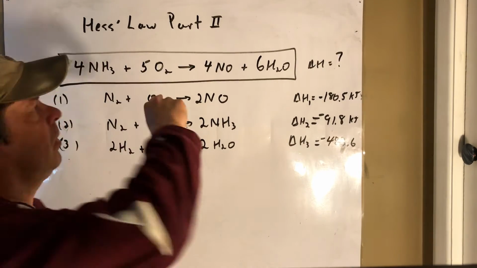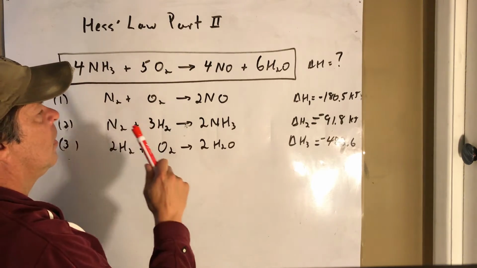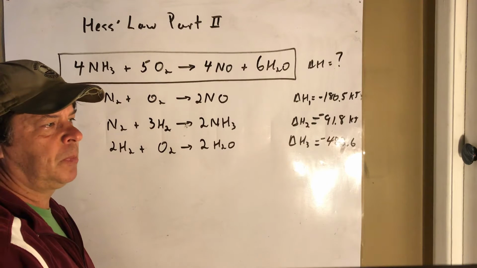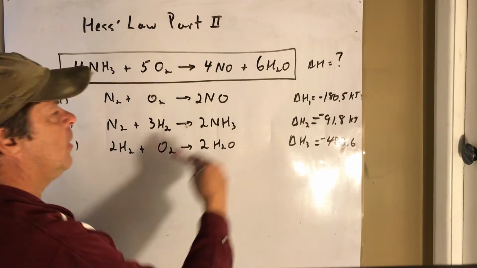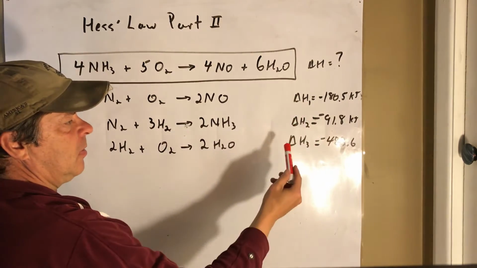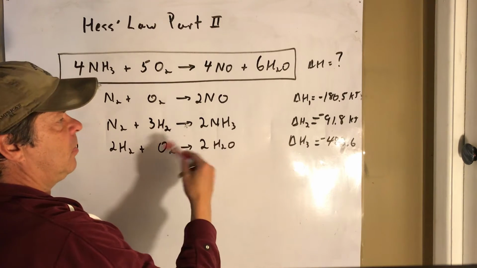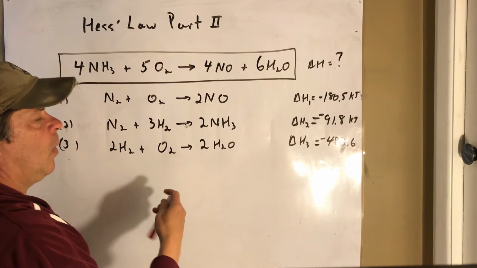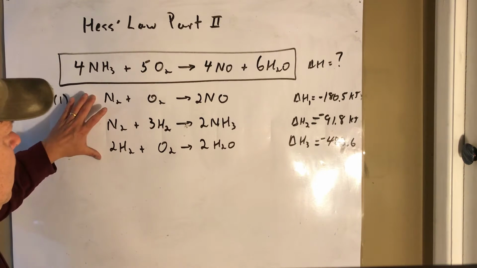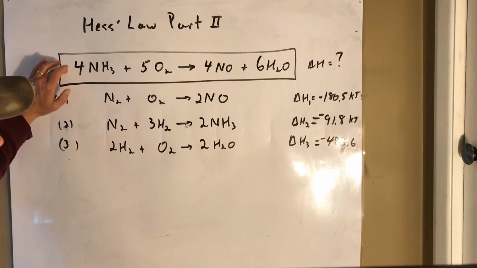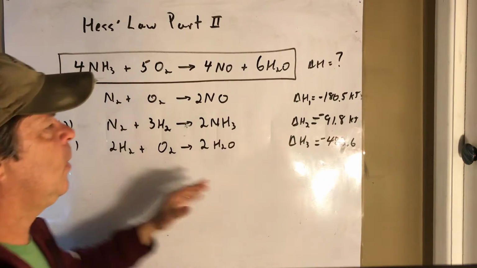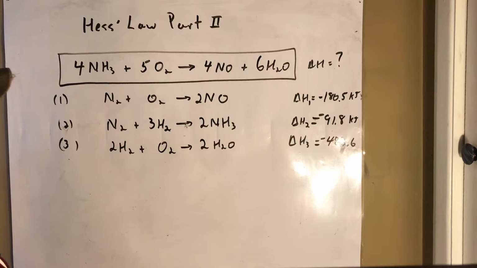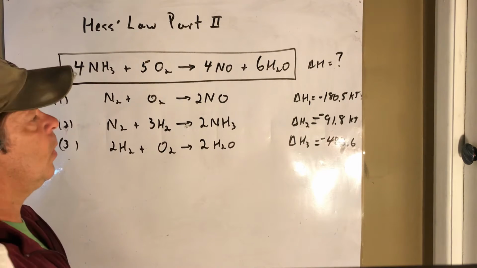Hey, Hess's Law Part 2, okay? Again, we're trying to figure out the heat associated with a reaction, knowing the delta H's, the change in enthalpies, for other reactions. So we want to use these to determine this, and then we can simply add up the delta H's. All right, so let's take a look at where we're going to start.